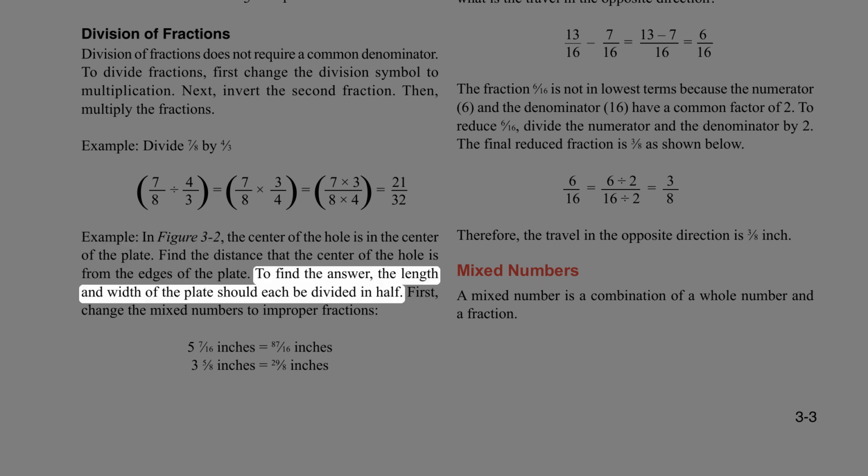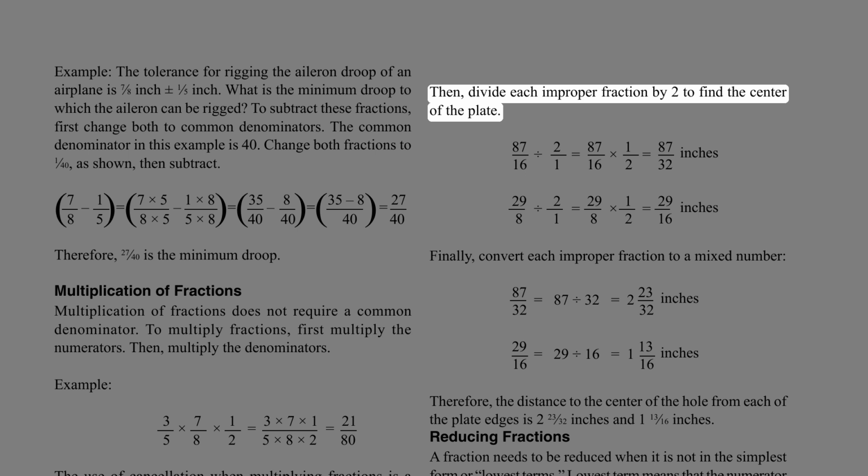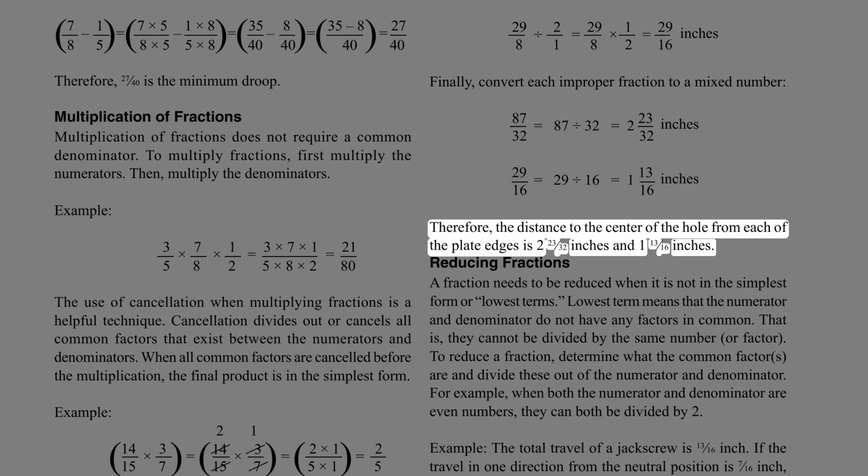To find the answer, the length and width of the plate should each be divided in half. First, change the mixed numbers to improper fractions. Then, divide each improper fraction by 2 to find the center of the plate. Finally, convert each improper fraction to a mixed number. Therefore, the distance to the center of the hole from each of the plate edges is 2 and 23/32 inches and 1 and 13/16 inches.